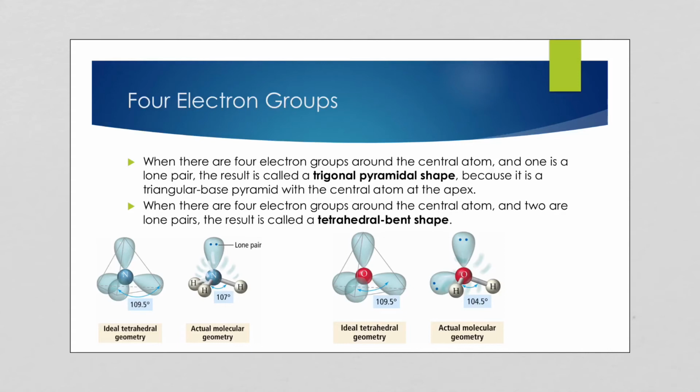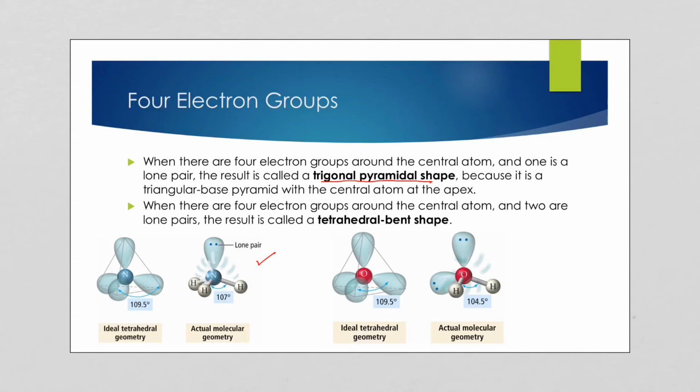But what if one of those 4 is a lone pair, such as in NH3? Now, this is where the Lewis structure comes in, because the Lewis structure is going to tell us whether I have 4 bonds, 3 bonds and a lone pair, 2 bonds and 2 lone pairs, etc. So if we have 3 bonds and a lone pair, we have a molecular geometry of what's called trigonal pyramidal.